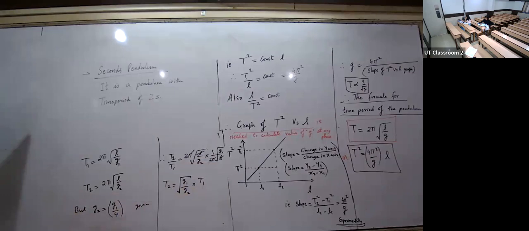But what is T1? It is a seconds pendulum, so T1 is 2 seconds. This is equal to root of G1 upon G2. And what is G2? G1 upon 4. Into 4 will come up in the numerator, and here T1 is 2. Because G2 is G1 upon 4, G1 gets cancelled. Root 4 is 2, into 2, you get 4 seconds.